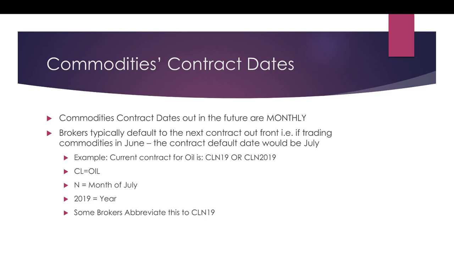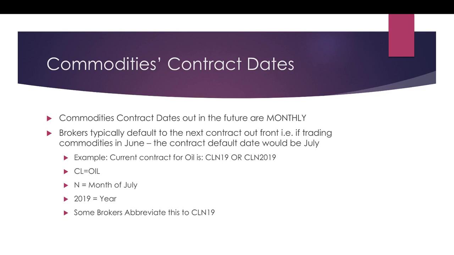Brokers typically default to the next contract out front. If trading commodities in June, for example, the contract default date would typically be July. So the current contract for oil is CL N19, or CL in 2019. CL indicates oil, the month N is the month of July, and 2019 is the year. TradingView uses CL in 2019, for example, and TD Ameritrade uses CL in 19.